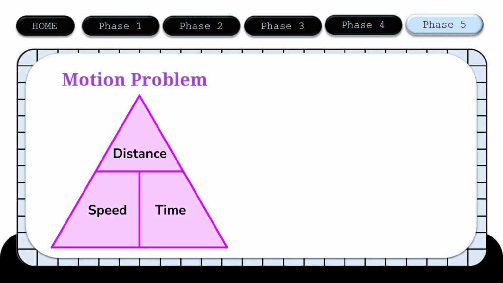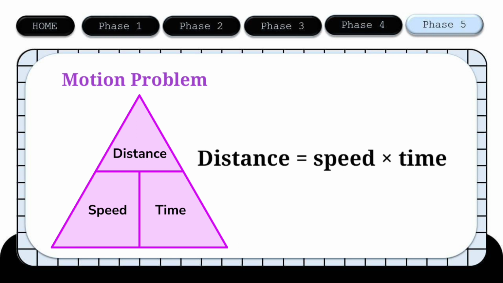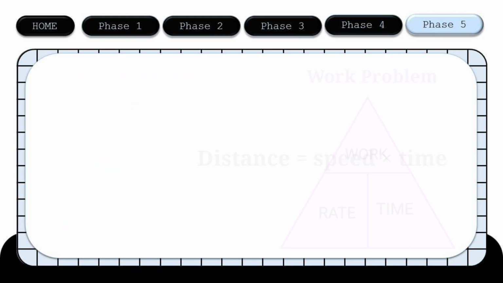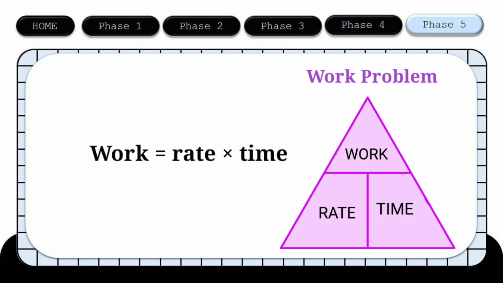The formula for the motion problem: distance is equal to the product of speed and time. The formula for the work problem: work is equal to the product of rate and time.